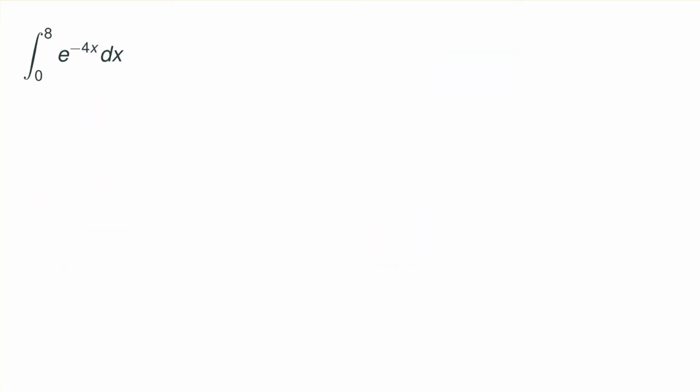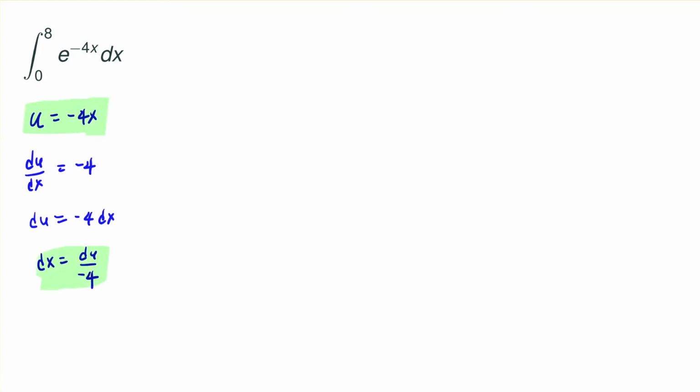For this one, this is the definite integral from 0 to 8 of e to the negative 4x power dx. So we do have to use substitution. So first, let u be negative 4x. Then if we take the derivative of that, du with respect to x, we get negative 4. So we can solve for dx. du is negative 4 dx. dx then is du over negative 4. So what we're doing here is substituting this one and this one, so we can have things in terms of u.